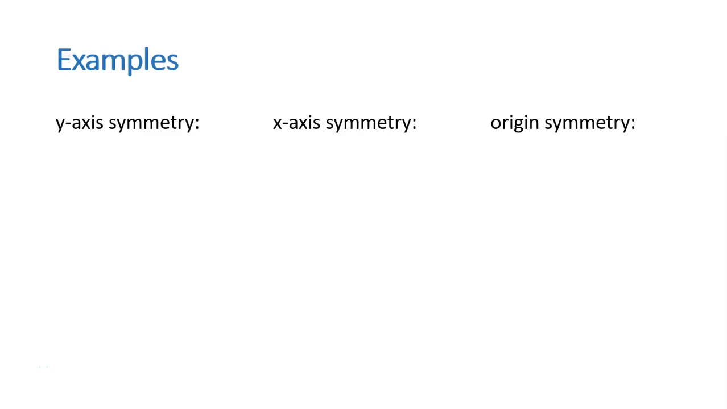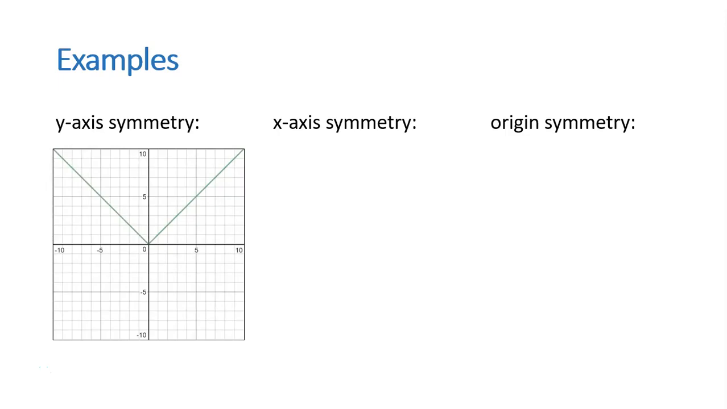So a graph that has y-axis symmetry might look like this. This should look familiar. This is the absolute value parent function. If we were to fold one half of the graph across the y-axis, it would coincide with the other half of the graph. That's what we mean by y-axis symmetry.